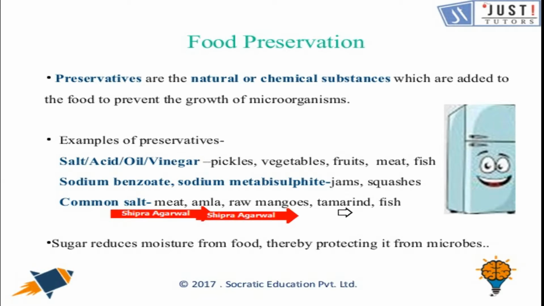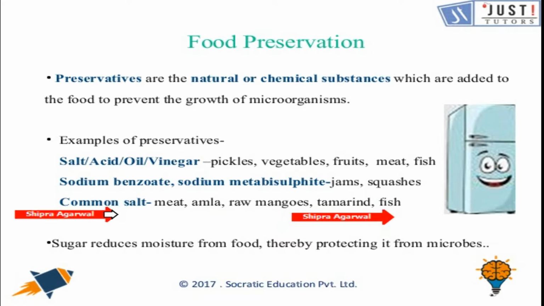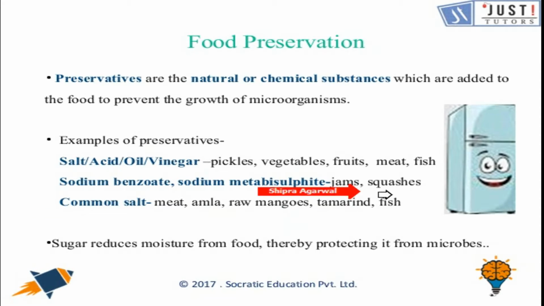For preserving things like raw mangoes, tamarind, fish, and meat, we use salt. And for preserving jams and squashes, we use sugar. Sugar removes the moisture from the food, thereby protecting it from microbes. That's why we use these natural sources to preserve our food.